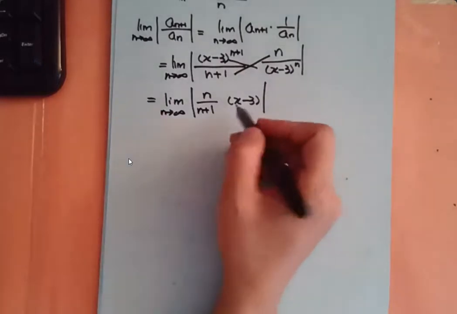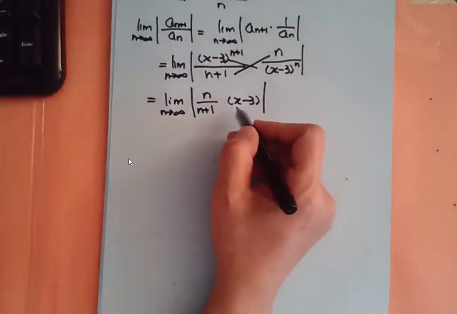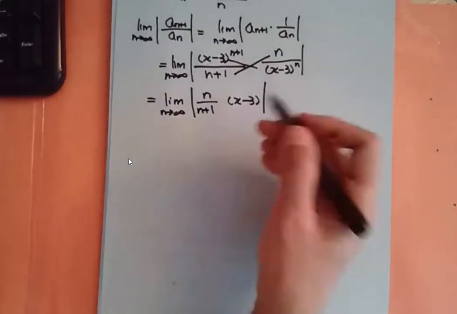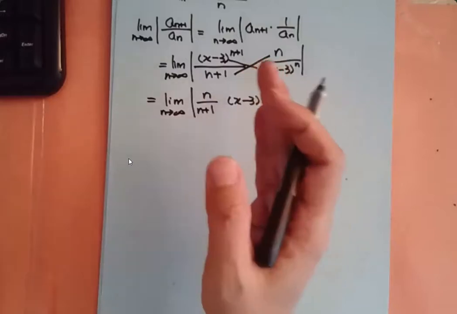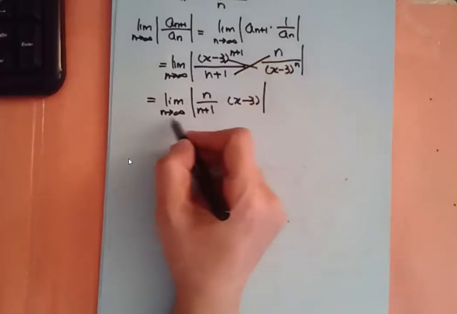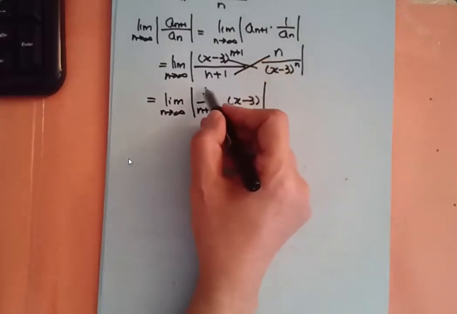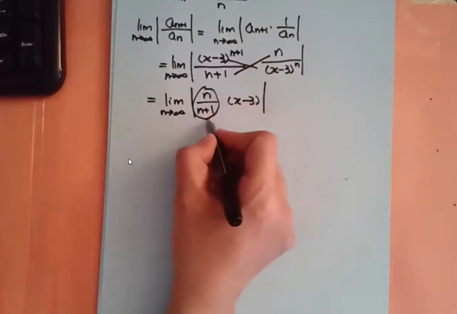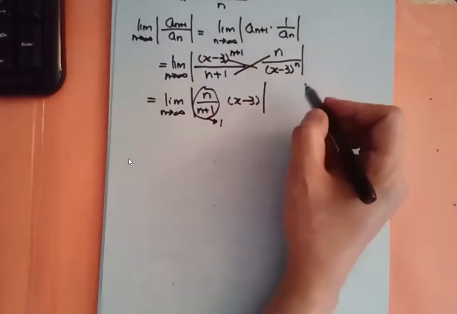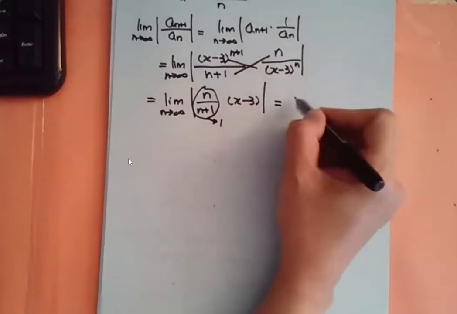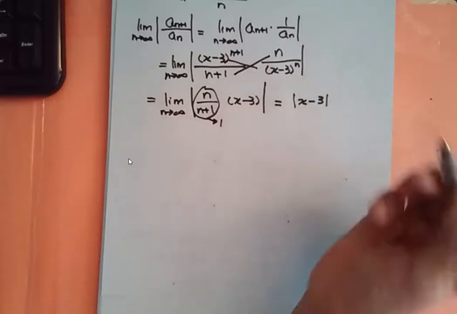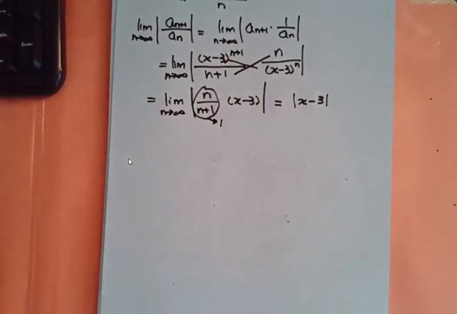So x is a random number, but anyway, that is just a fixed number, and n varies. When n goes to infinity, n over n plus 1 will go to 1. So that means that it goes to the absolute value of x minus 3.